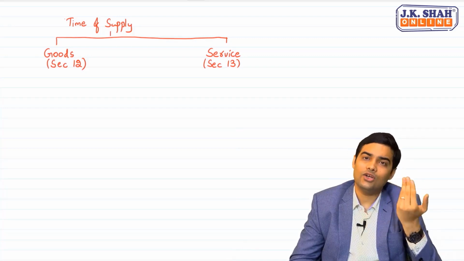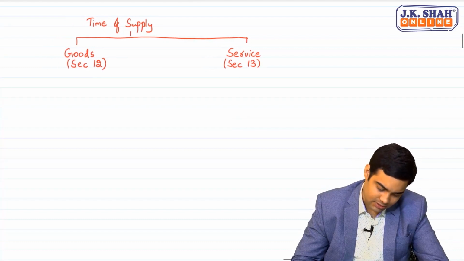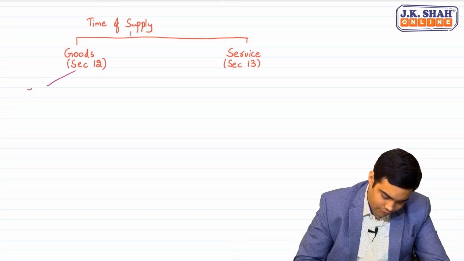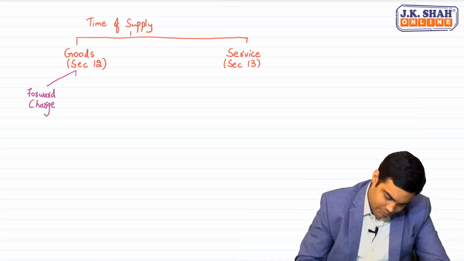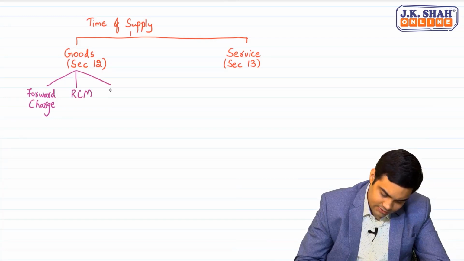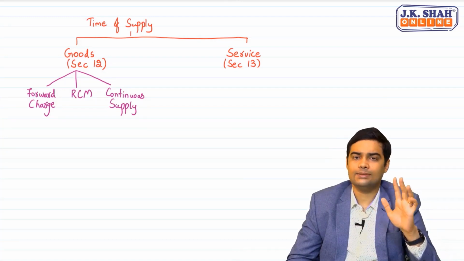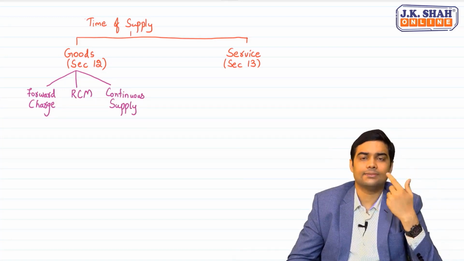Okay. Now in goods industry there could be various circumstances like forward charge, where supplier is required to discharge tax. It could be a case of reverse charge, where recipient is required to discharge the tax, or it could be a case of continuous supply of goods. Let's cover this part, then we will move to services.